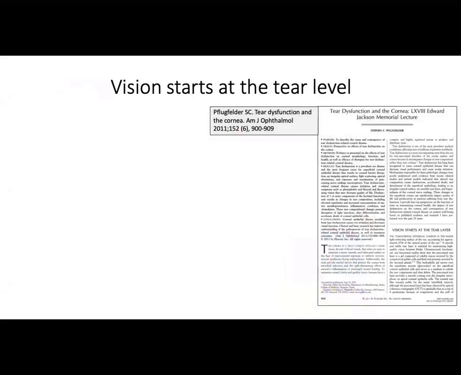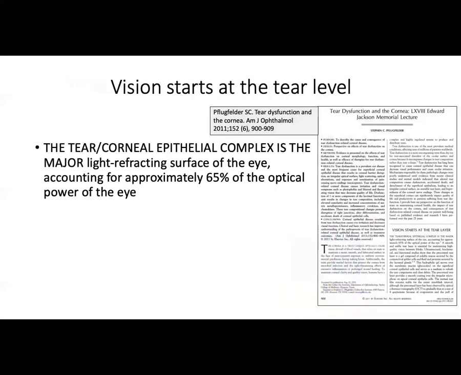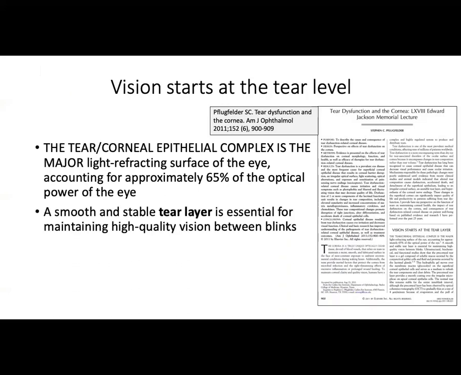Vision starts at the tear level. This is a very important sentence. This is very true for humans, but it is true also for animals. The tear corneal epithelial complex is the major light reflecting surface of the eye, accounting for approximately 65% of the optical power of the eye. A smooth and stable tear layer is essential for maintaining high-quality vision between blinks.